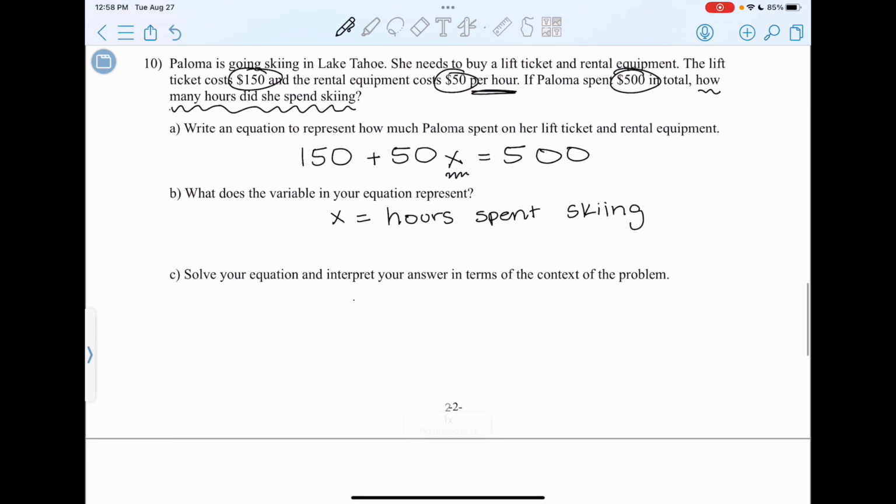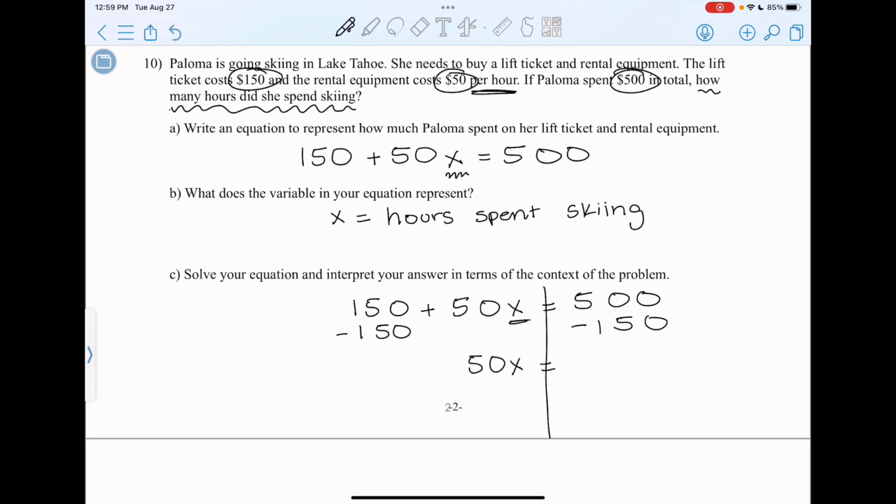In part C, it says solve your equation and interpret your answer in terms of the context of the problem. So I'm going to draw a line at my equals. If I'm trying to get X by itself, I'm going to subtract 150 from both sides. And this gives me 350. And then I divide by 50 on both sides to get rid of that multiplication. And this tells me that X is equal to 7.